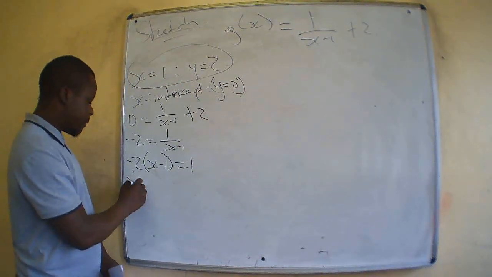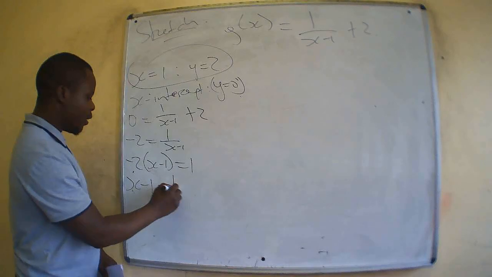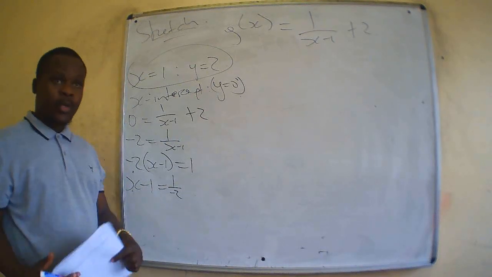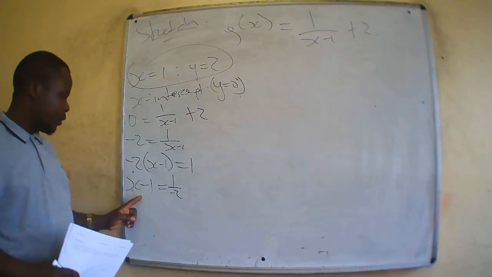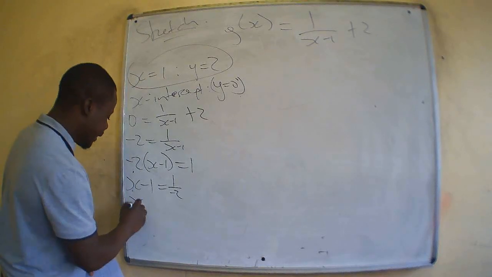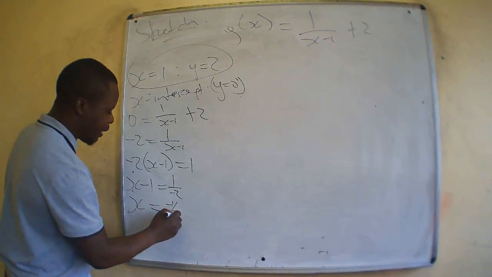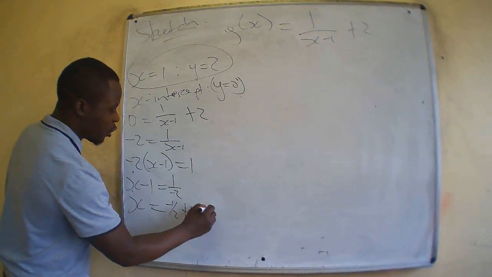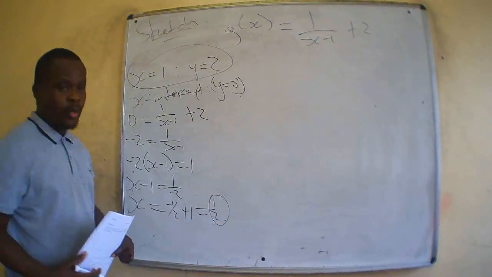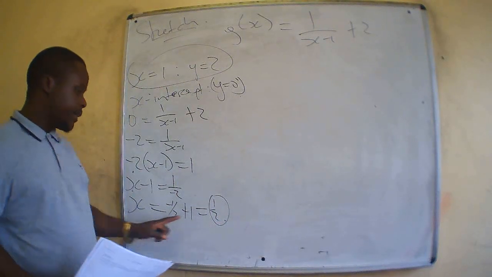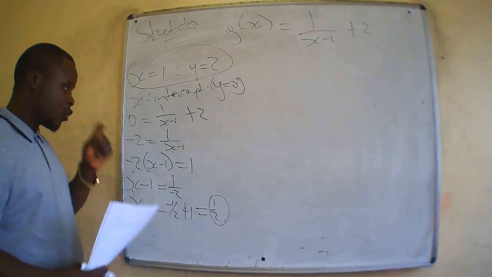We have x minus 1 being equal to 1 over negative 2. In order to find the x value, take the 1 to the other side. It means x finally will be equal to minus half plus 1, which is equal to positive half. So that means our x-intercept is found when x is equal to half.